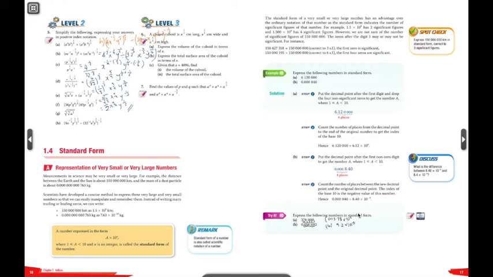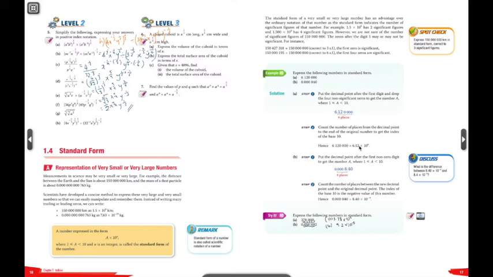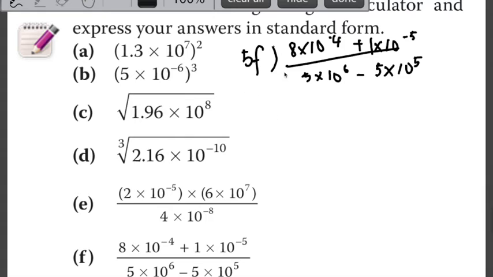Okay, and just to mention, intuitively, this is a big number, right? So of course you will expect a positive power here. And as for a very small number, because it's like 0.0000 something, intuitively you should have a negative power. Just to do a quick mental check whether you got it right or not. Let's move on to 5F.